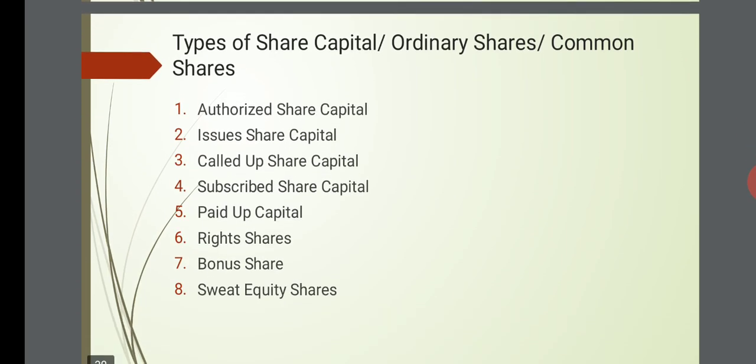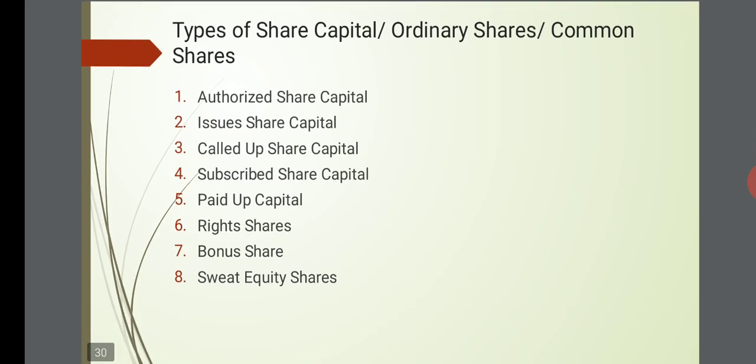Types of share capital. Authorized share capital is the maximum share capital which a company can issue, the maximum shares which a company can issue. Then issued share capital. It's issued share capital.